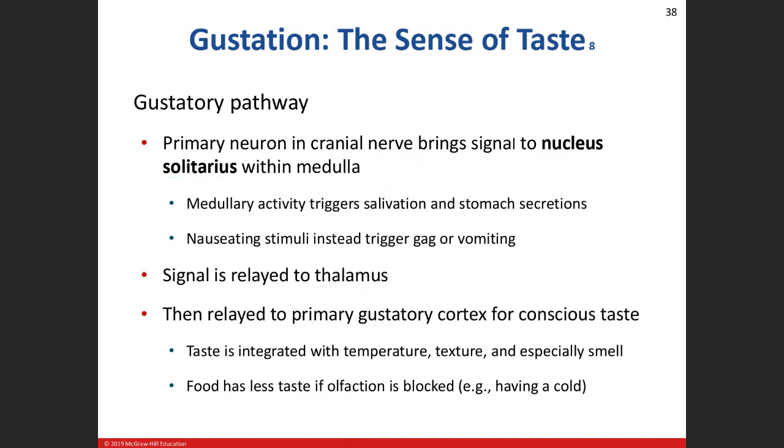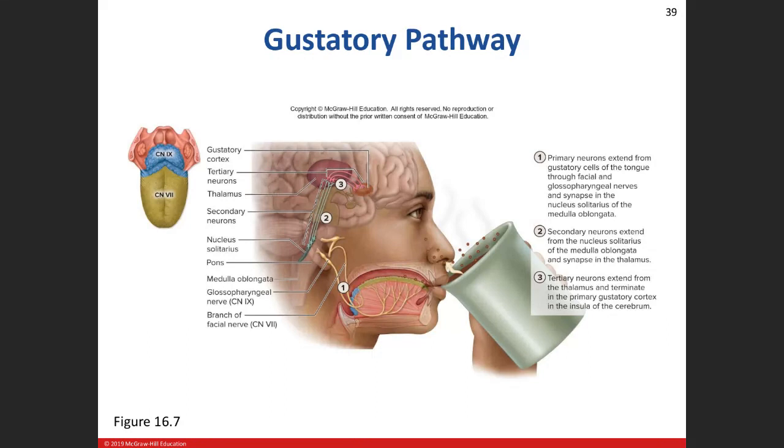Okay, and here's the last picture. I love these pictures here. All right, just one more. We'll get into vision here in a second.